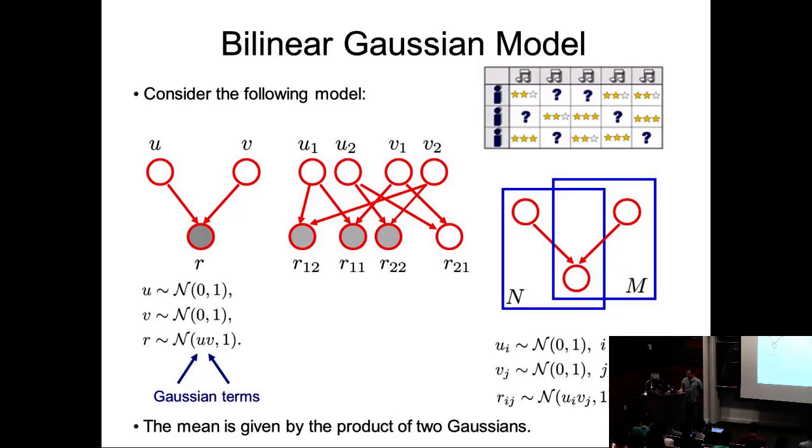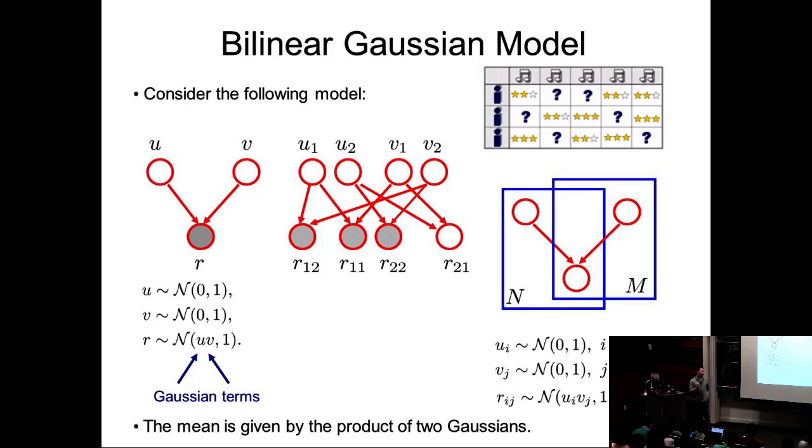Here's my user preference, which is going to be sampled from some Gaussian. Here's my item preference, which is also sampled from some Gaussian. And the way I'm going to get the rating, let's say it's a real-valued rating, is by taking a dot product between these two vectors. So it should be U transpose V, or in this case, just U times V. But if this is a vector, then this is going to be the dot product between the two vectors.